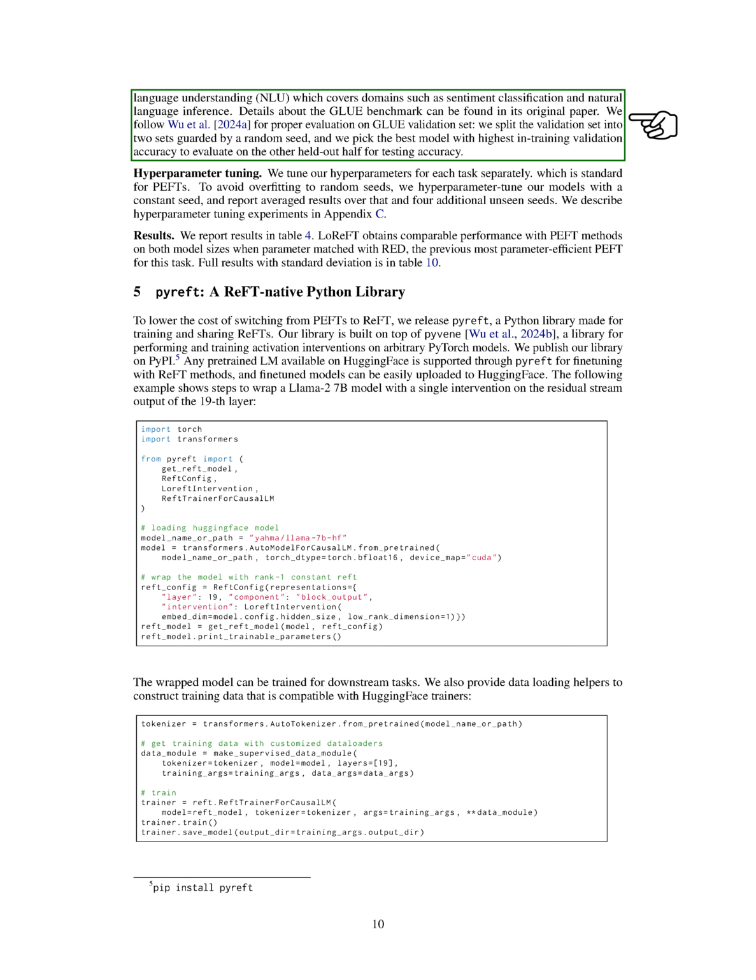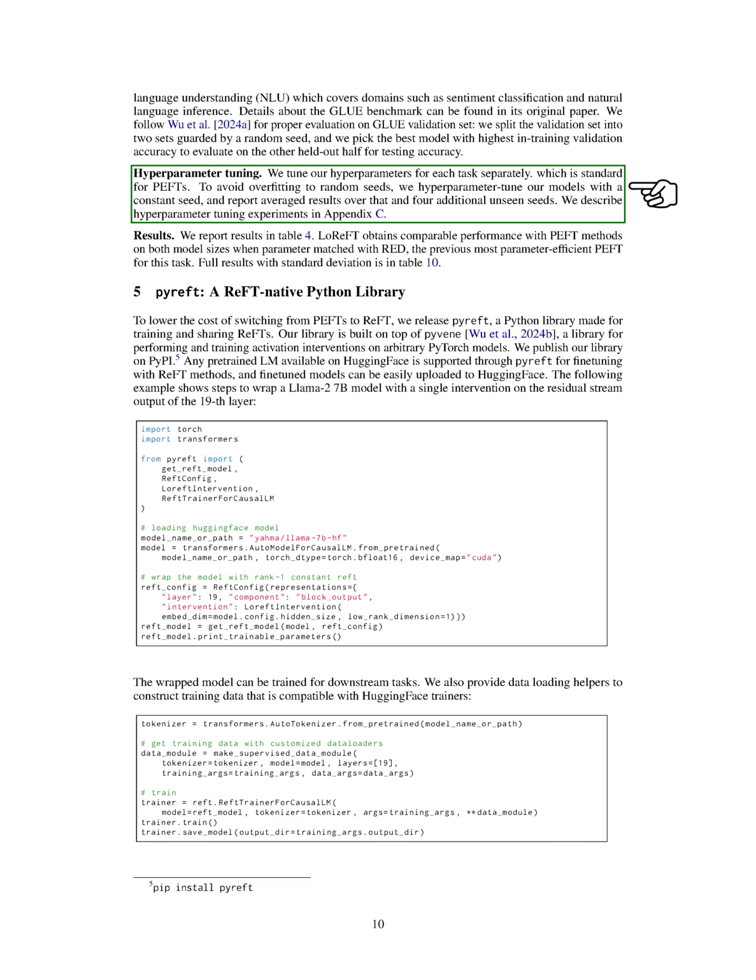classification and language inference. For proper evaluation on the GLUE validation set, we split the set into 2 parts using a random seed and select the best model based on validation accuracy for testing accuracy assessment. We tune our hyperparameters separately for each task, following the standard practice for PEFTs. To prevent overfitting to specific random seeds, we tune our models with a fixed seed and present averaged results across this seed and 4 other unseen seeds.